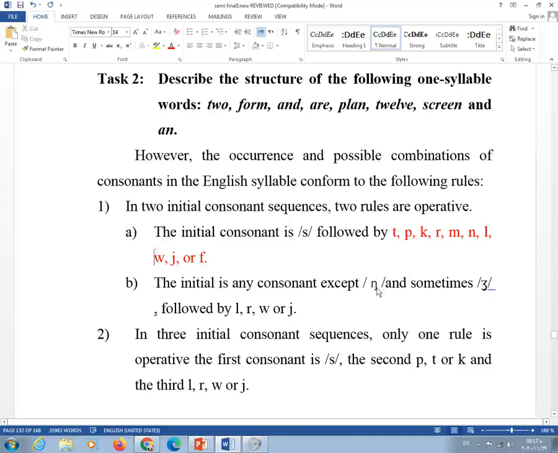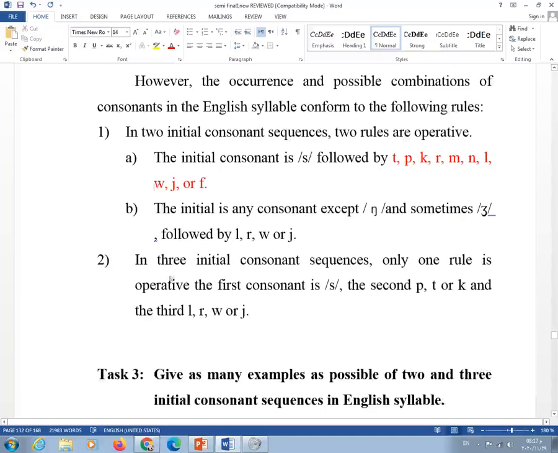So you have the freedom to start with any consonant except for ng or j, and the second consonant must be one of these. It could be w, it could be l, it could be r, it could be y, etc.